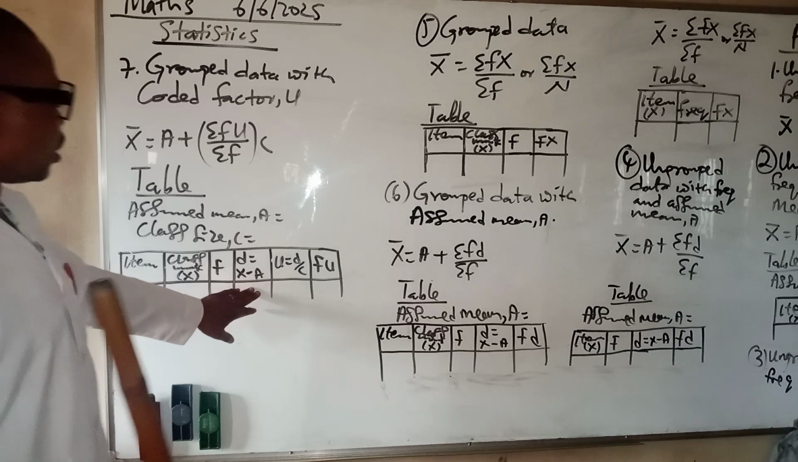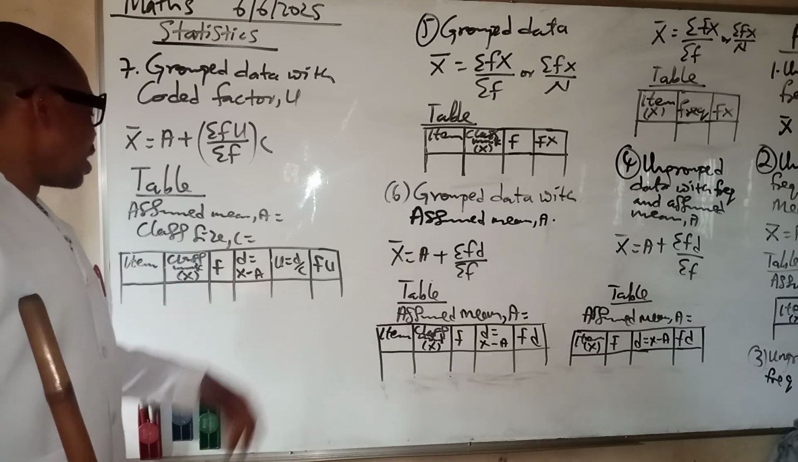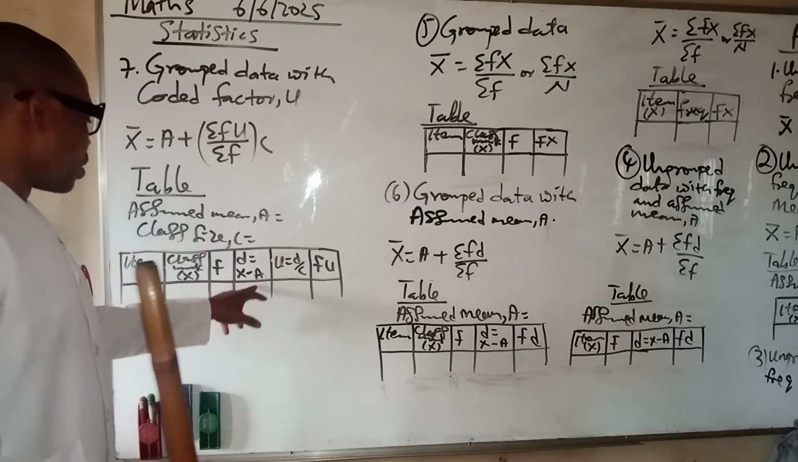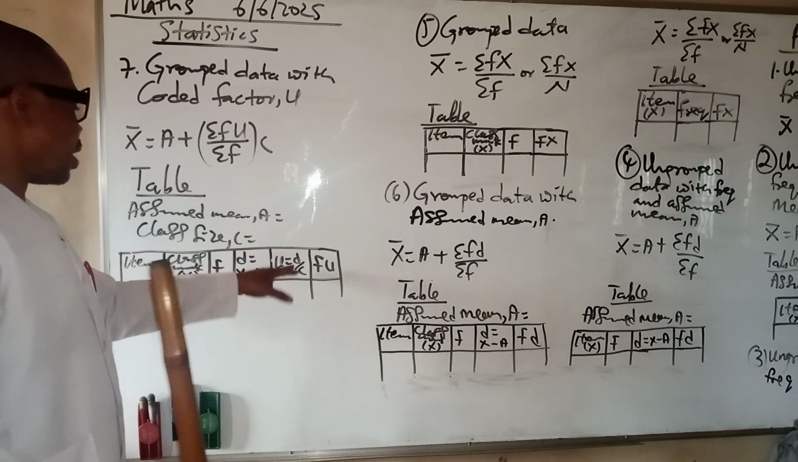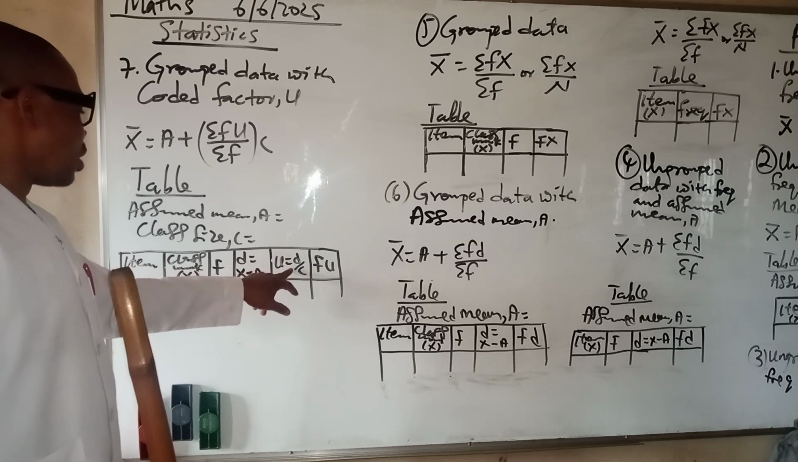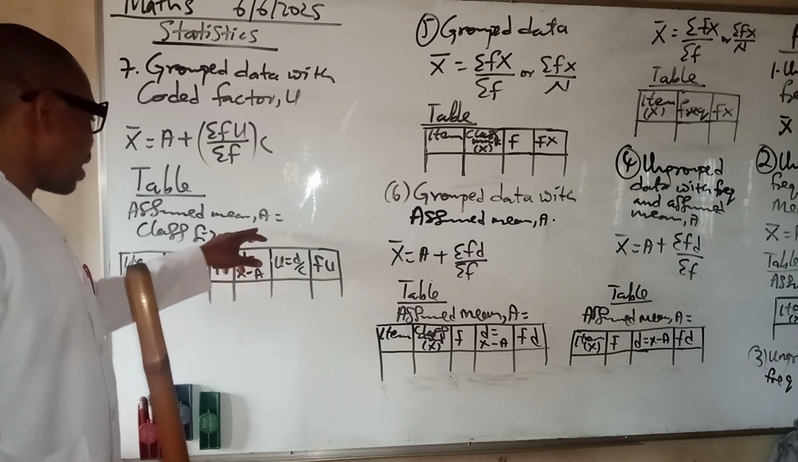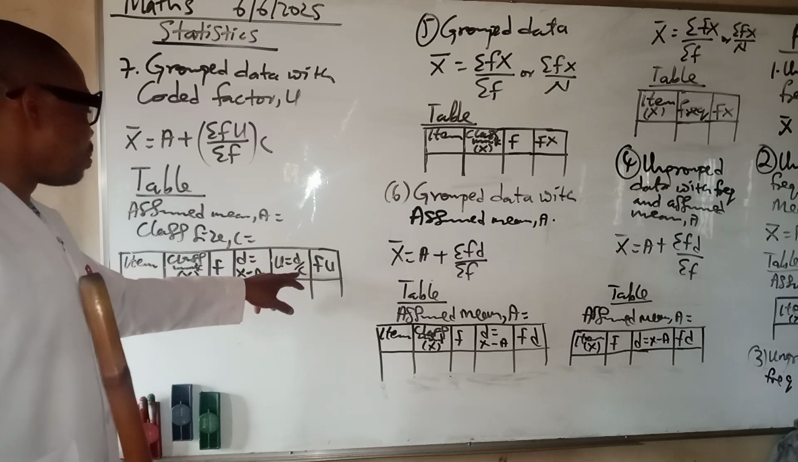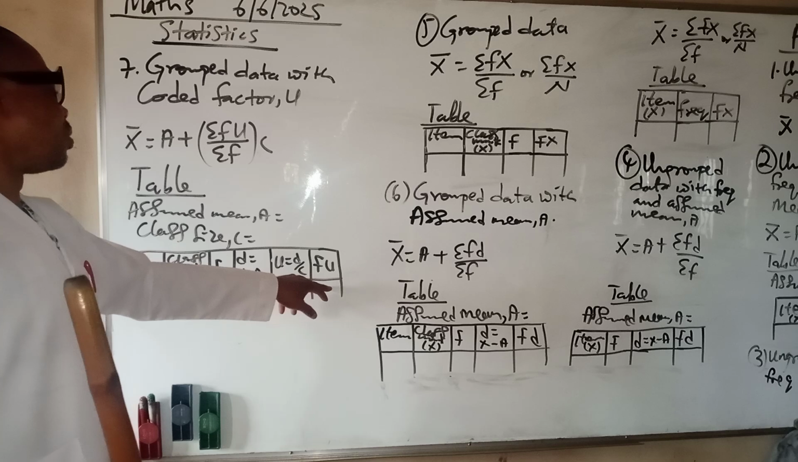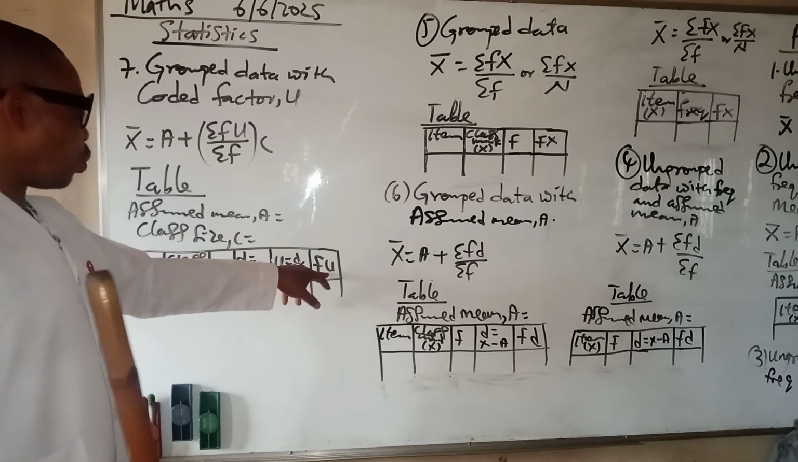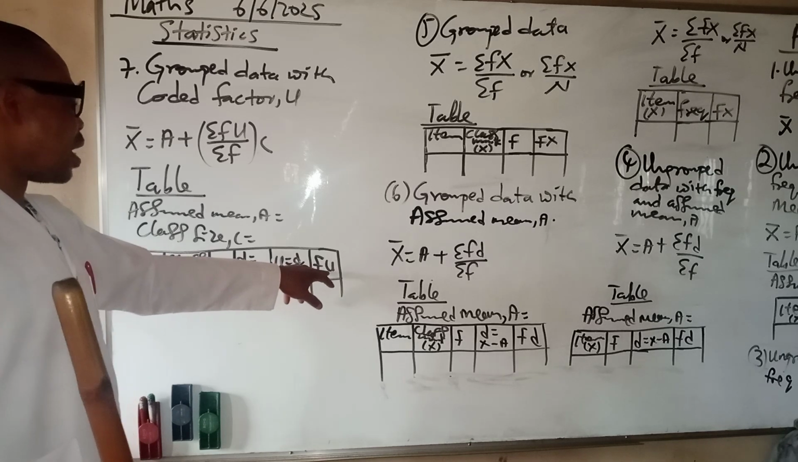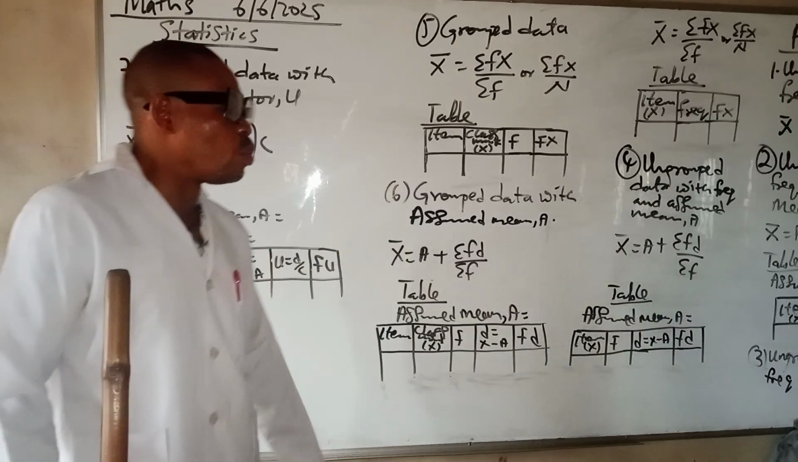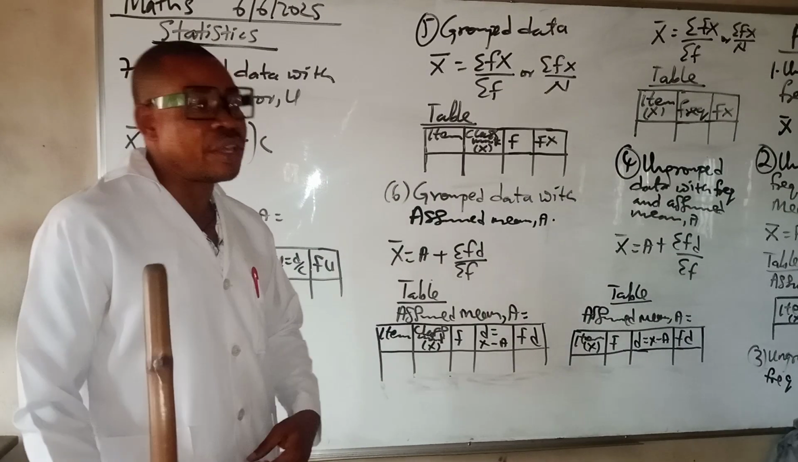Then the next column is the deviation from assumed mean, calculated by x minus A. Then the coded factor is calculated by dividing the deviation by the class size. That is d over c. The last column is fu, that is frequency times coded factor. So these are the formulas we use to calculate arithmetic mean.